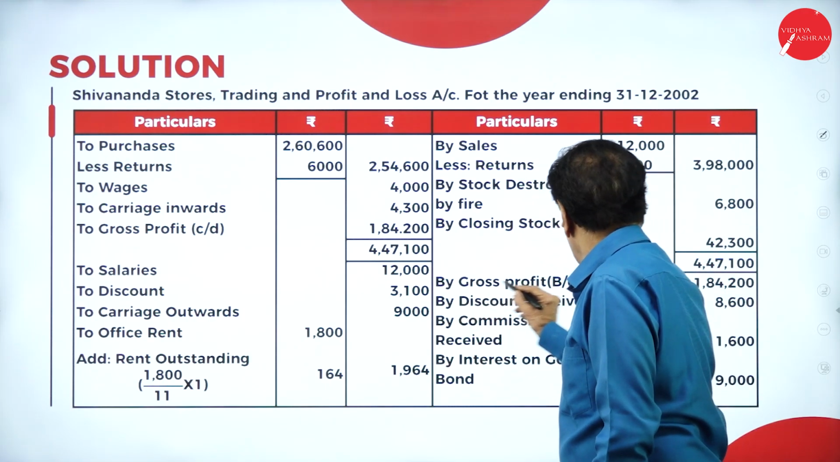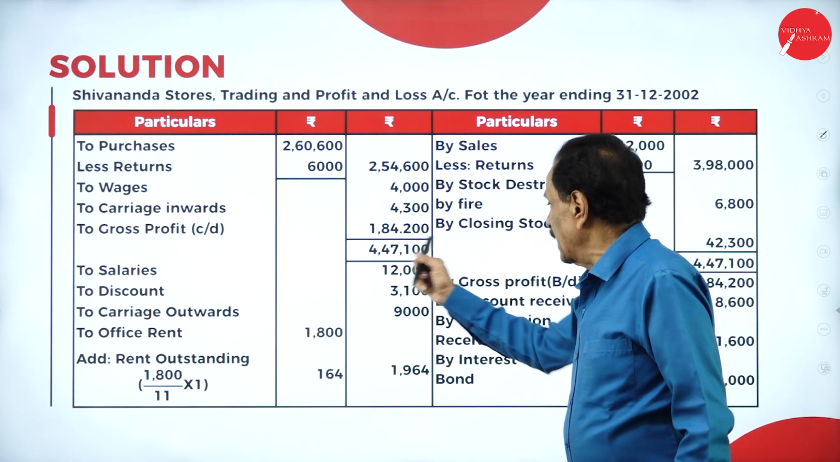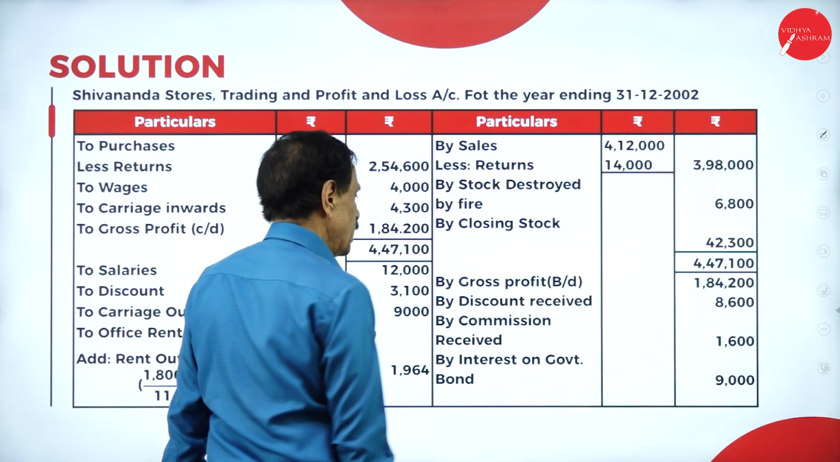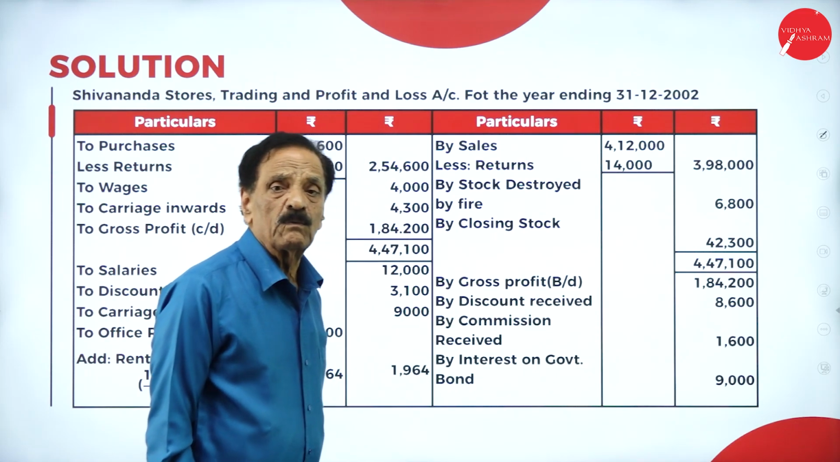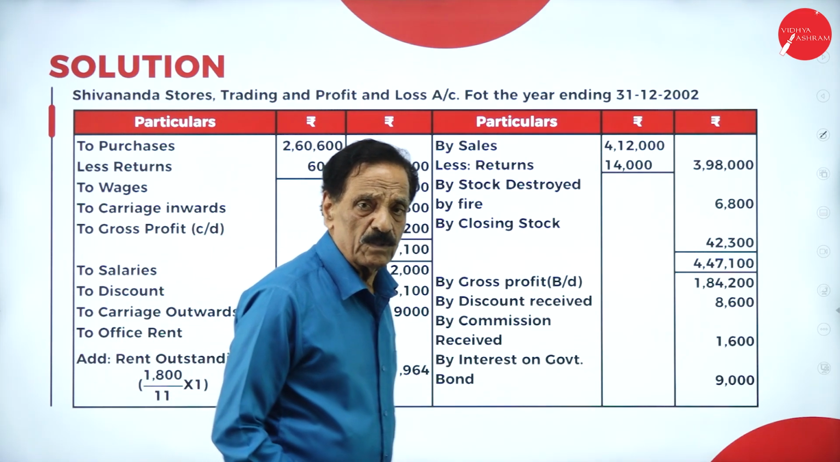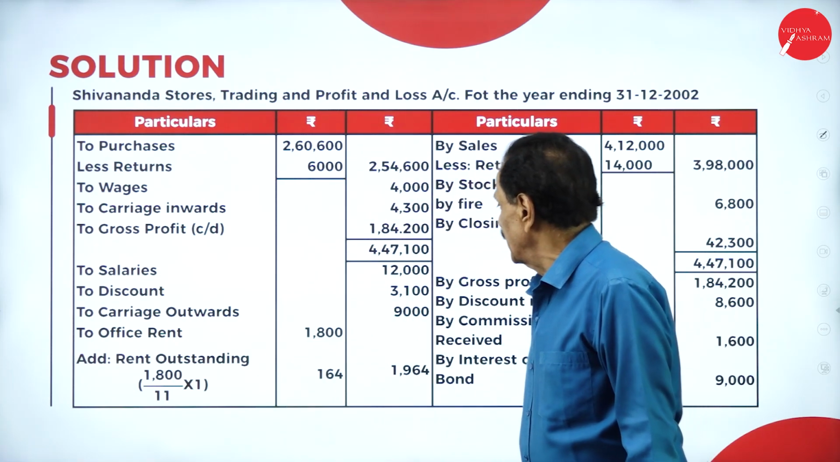Brought down, by gross profit brought down 1,84,200. By discount received 8,600. By commission received 1,600. By interest on government bonds 9,000. Come back to the debit side.